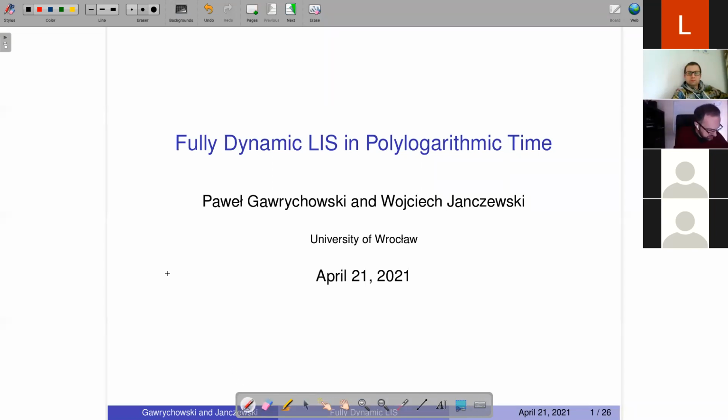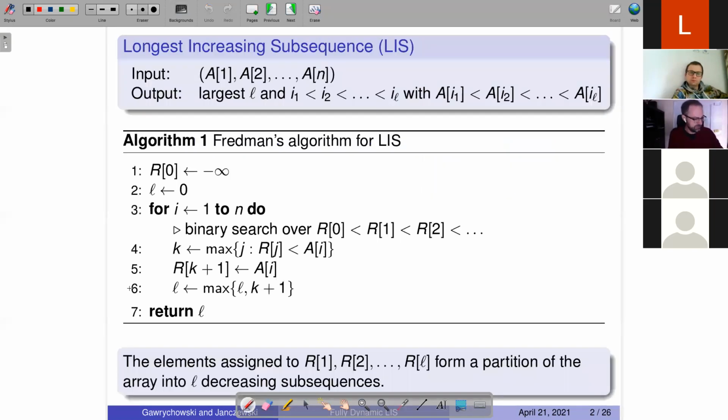Let me first recall the definition of the longest increasing subsequence, even though all of you know it. We consider an array of numbers, a sequence A1, A2, and so on. They could be integer numbers or real numbers. It will not matter for my talk. We want to find a subsequence, so a sequence of increasing indices i1, i2, up to iL, such that the elements at those positions are strictly increasing in the array. And we want L to be as large as possible. So this is the usual longest increasing subsequence problem.